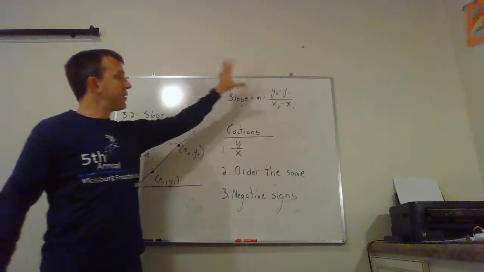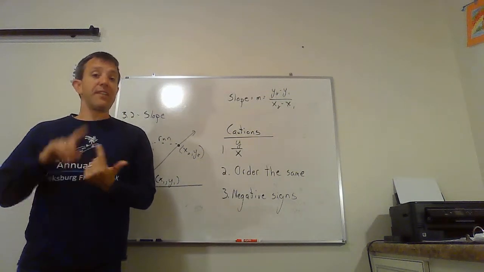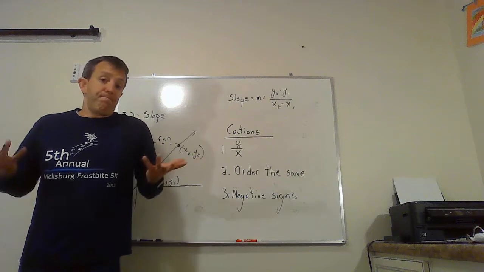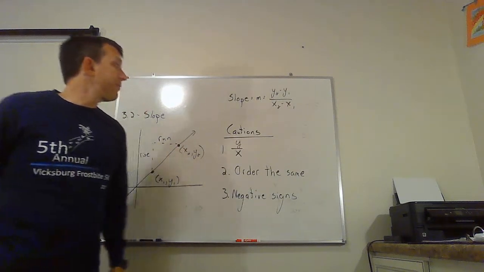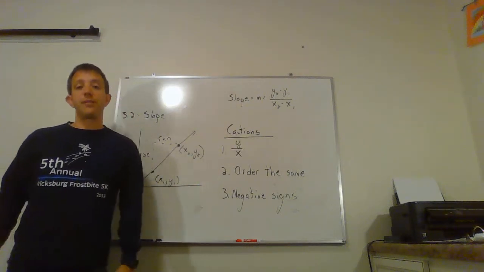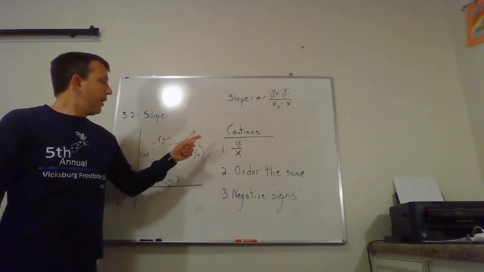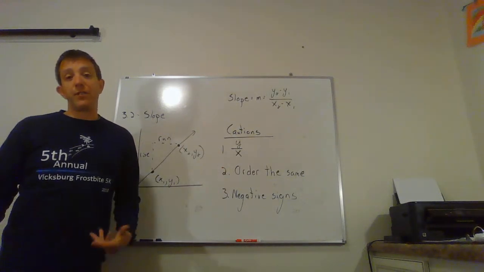So we have this lovely little formula, and you'll notice all you have to be able to do to find the slope is subtract and divide. And that's it. Nothing else. So that should be something that we can all do. All right, a couple of cautions though, because there are some things that really trip people up when they start working with slopes. The first one is, it is y's over x's.